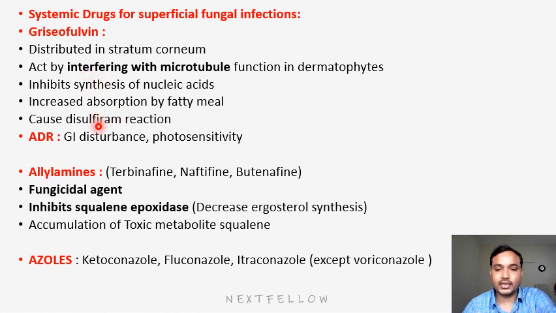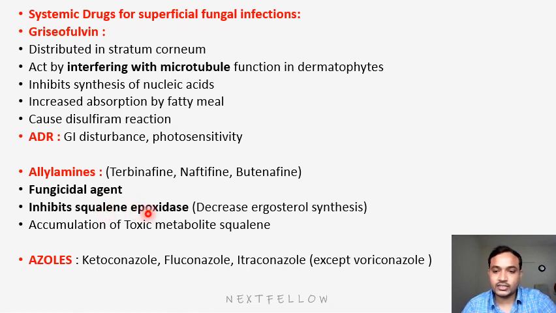Next, allylamines. Allylamines have examples like terbinafine, naftifine, butenafine. These are fungicidal agents. They inhibit the fungal cell membrane. They inhibit squalene epoxidase, an enzyme. By inhibiting this enzyme, there is a decrease in formation of ergosterol. Ergosterol is the main component of cell membrane formation. So when the cell membrane is not formed, obviously it will lead to death of the fungus.